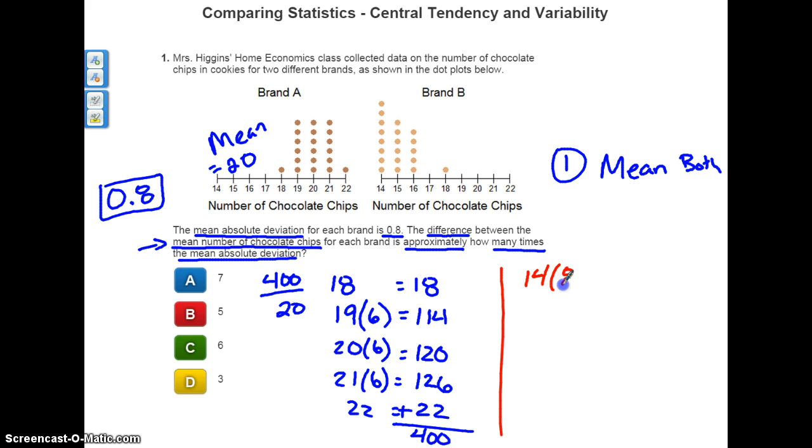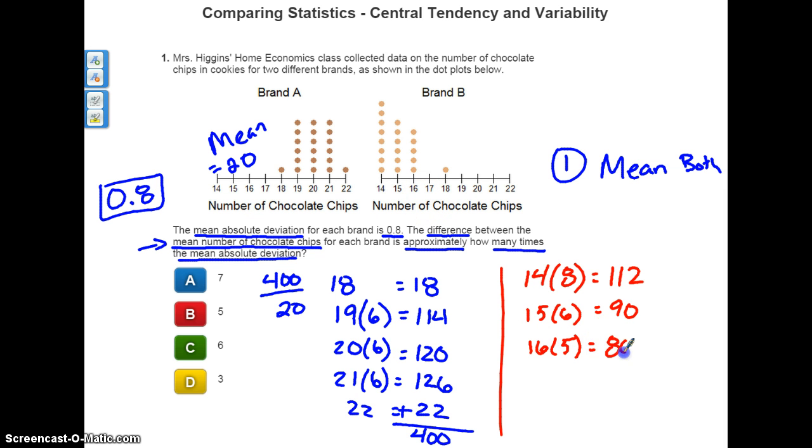So I have 14 times 8, which after I calculated, that's 112. I have 6 15s. So I have 15 times 6, which in this case I do know is 90. If you have to calculate that, that's fine. Here, the 16, I have 16 times 5 because there are 5 16s.